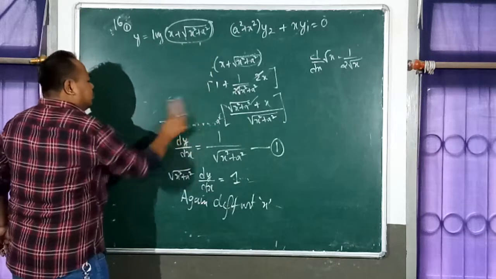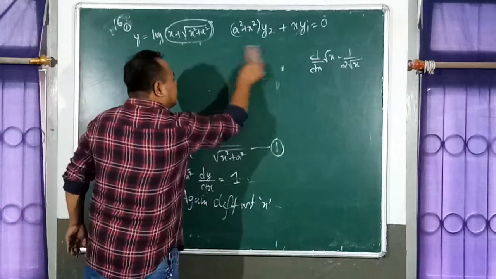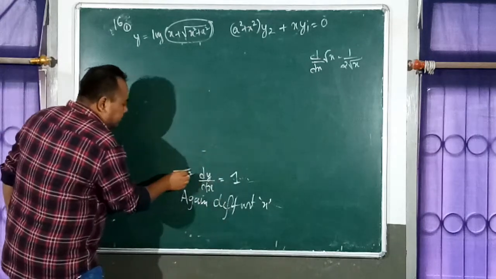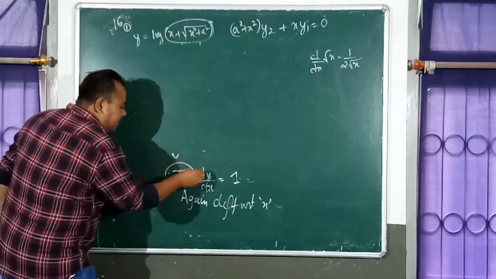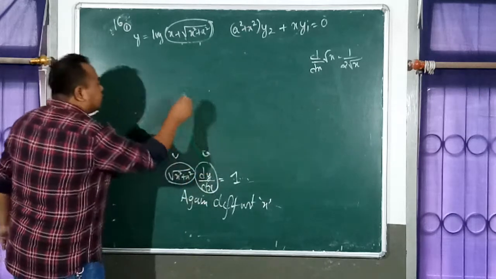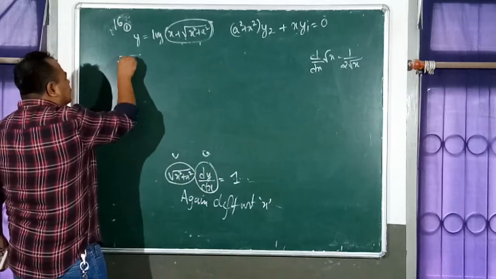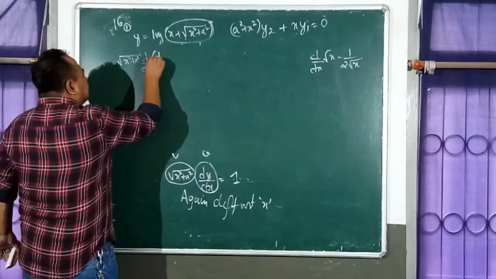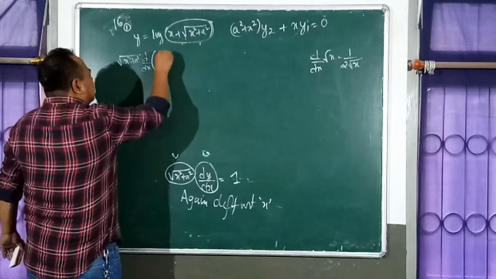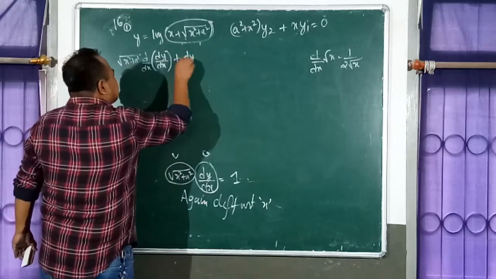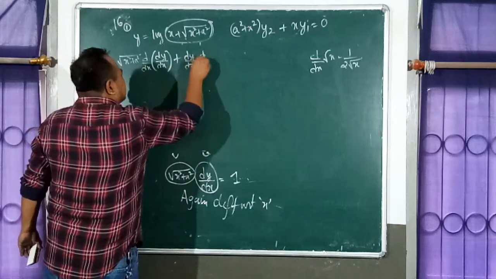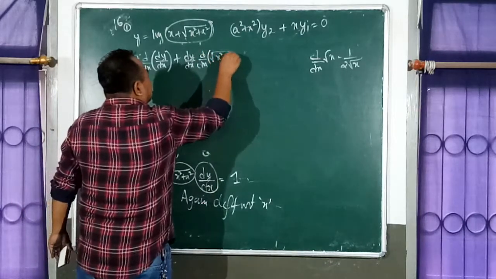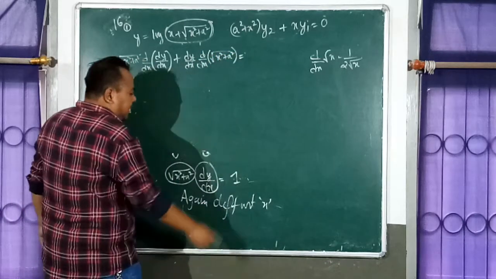I am not going to do it directly. I'm going to write down each step so that you all understand it properly. So this is u and this is v. What is the product rule? It is u d by dx of v, that is dy by dx, plus v d by dx of u. U means root x square plus a square, equal to 1.